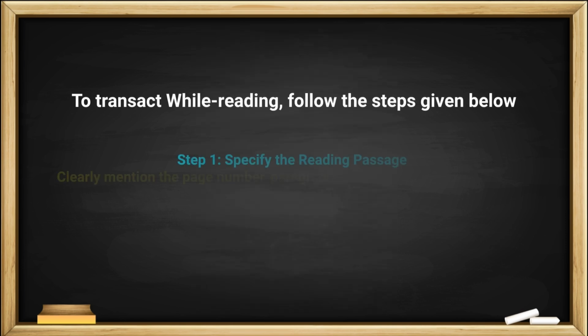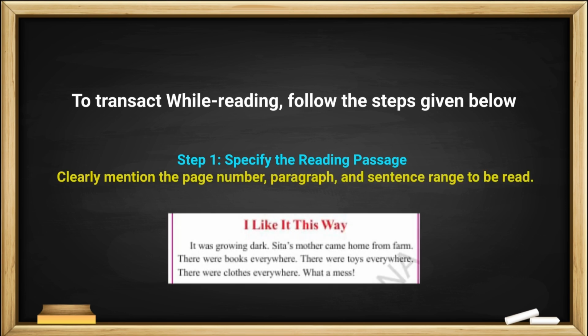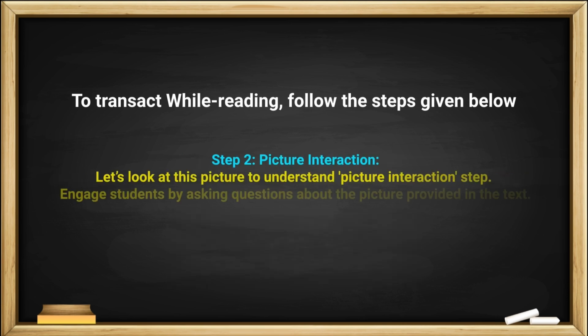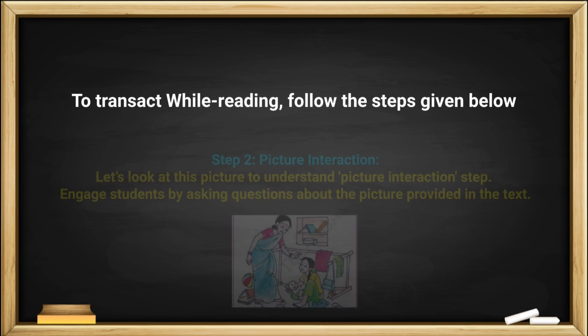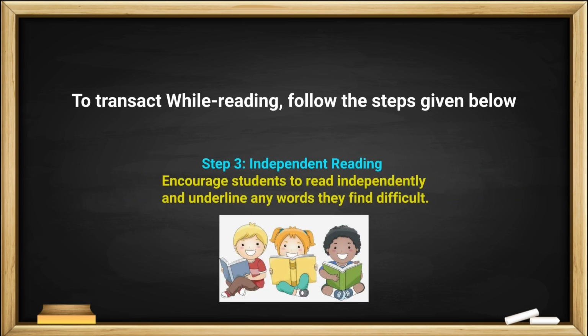Specify the reading passage. Clearly mention the page number, paragraph, and sentence range to be read. Picture interaction. Let's look at this picture to understand the picture interaction step. Engage students by asking questions about the picture provided in the text. Individual reading. Encourage students to read individually and underline any words they find difficult.